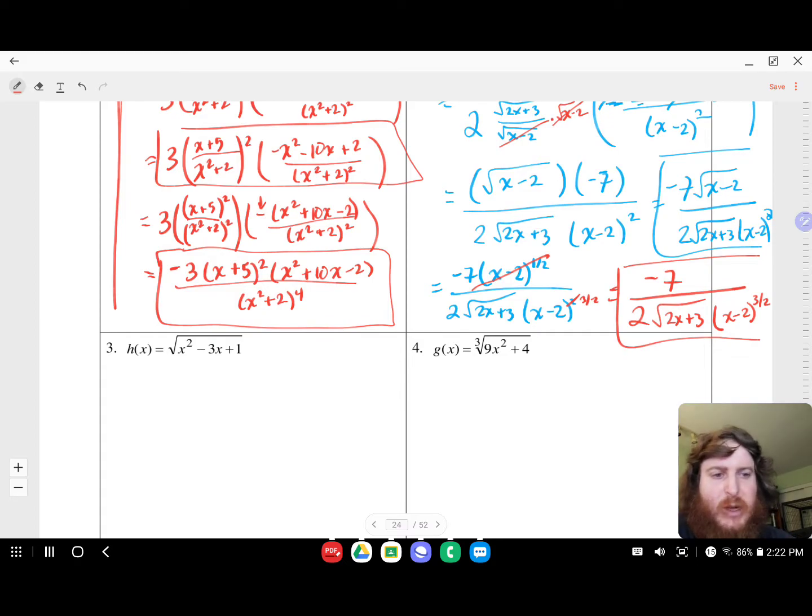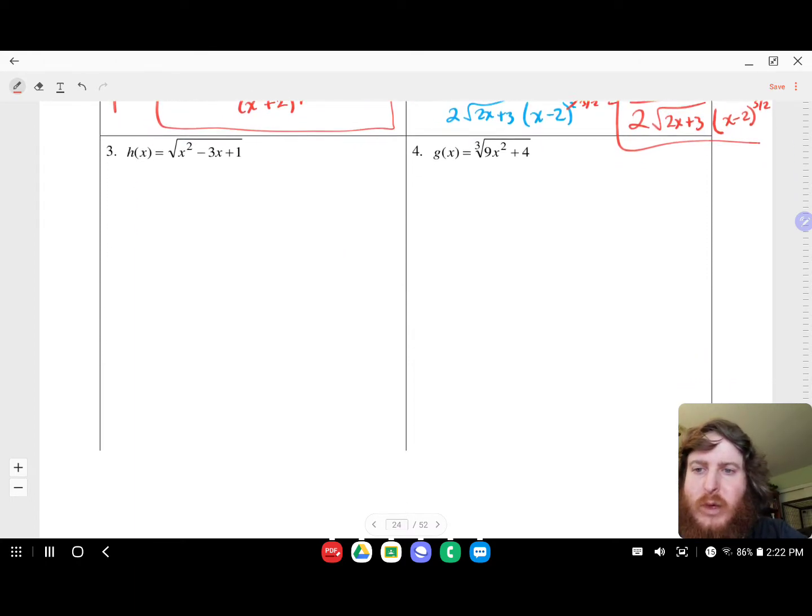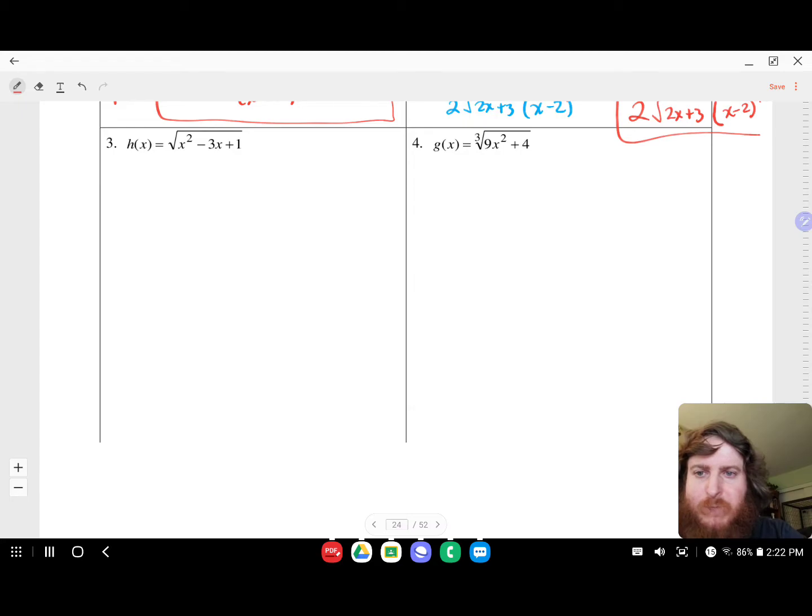If you want to put the x minus 2 into a radical form, like the square root of x minus 2 cubed, you could, but I left it like that. Okay, number 3, almost identical to the last one, except instead of having a quotient inside, we just have a nice polynomial. So it's even easier than the last one, actually.